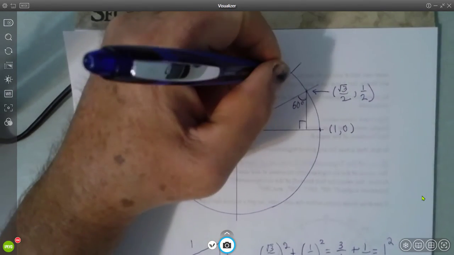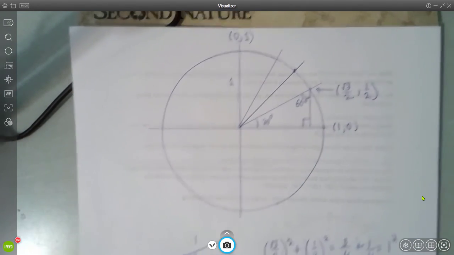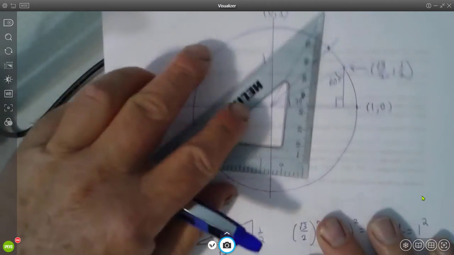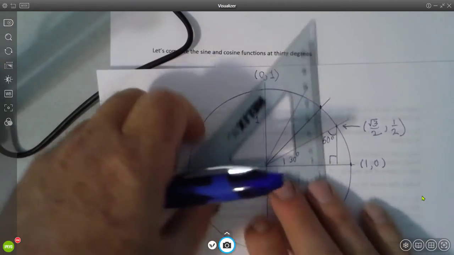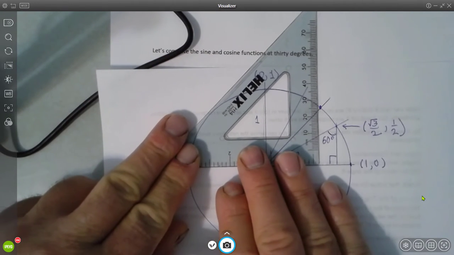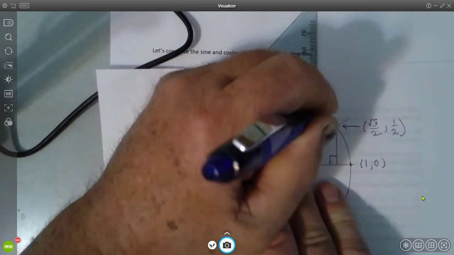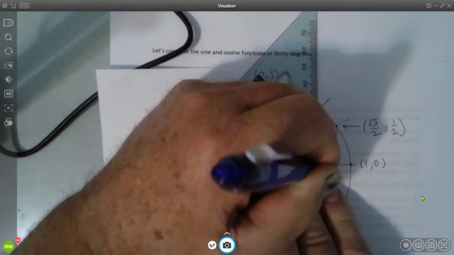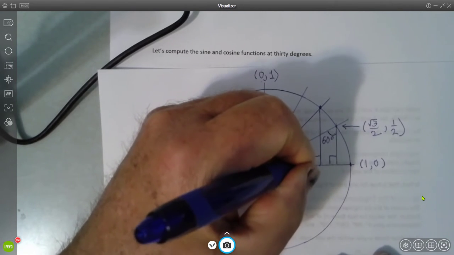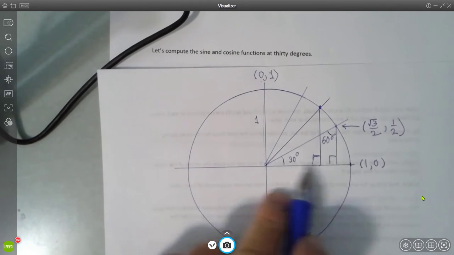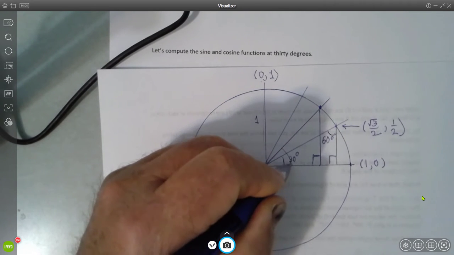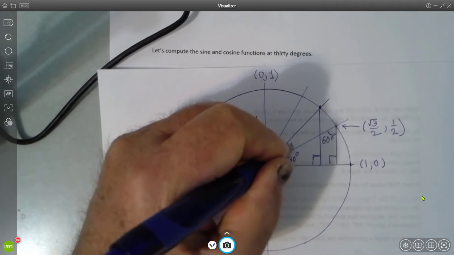Okay, how about if we do this one right here? Well, same thing again. We would simply drop a perpendicular from the x-axis up to that point. This is now a right angle. We have a right triangle here. This angle here is 45.